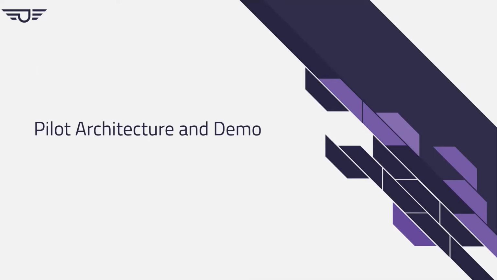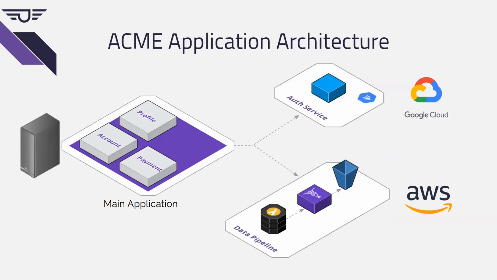Before we get into the demo, let's revisit ACME's desired architecture. They have their main application and a local server, and they want to deploy two services to different cloud providers, an authentication service on Google Cloud and a data pipeline service on AWS. What would it look like if they use Pilot to deploy these services?